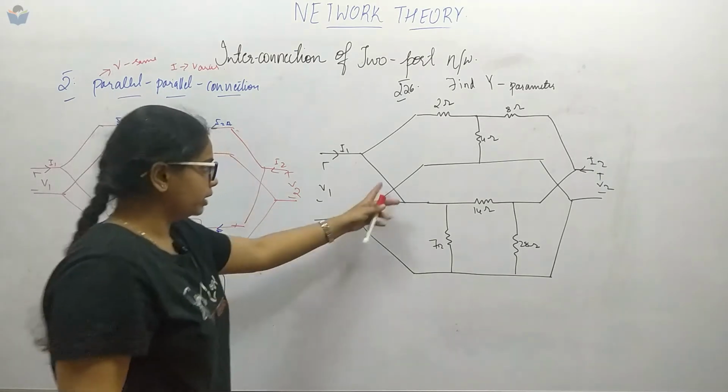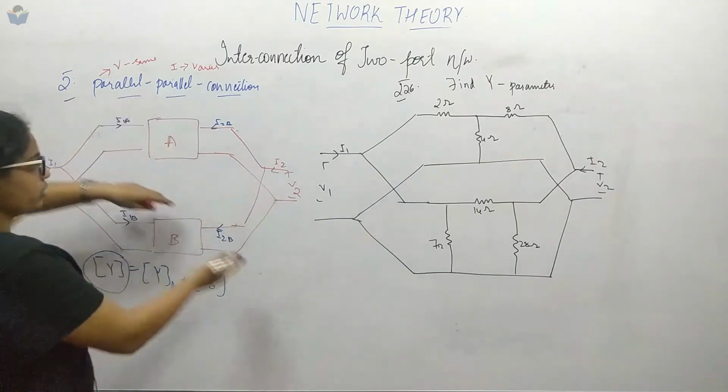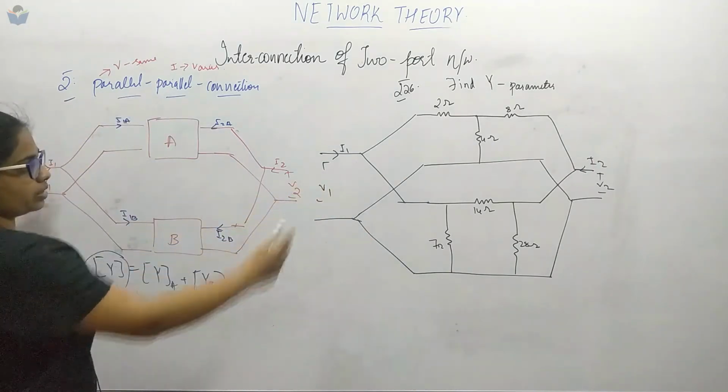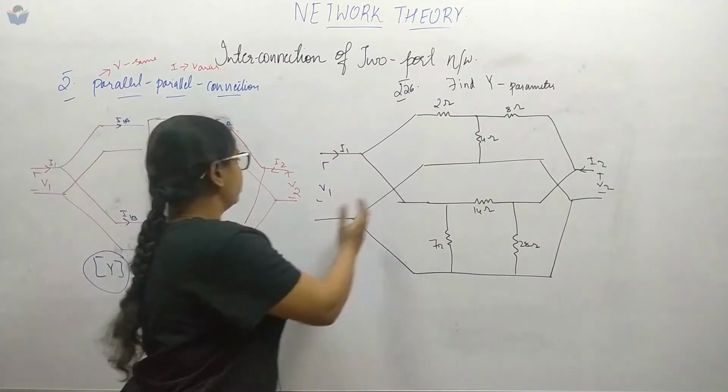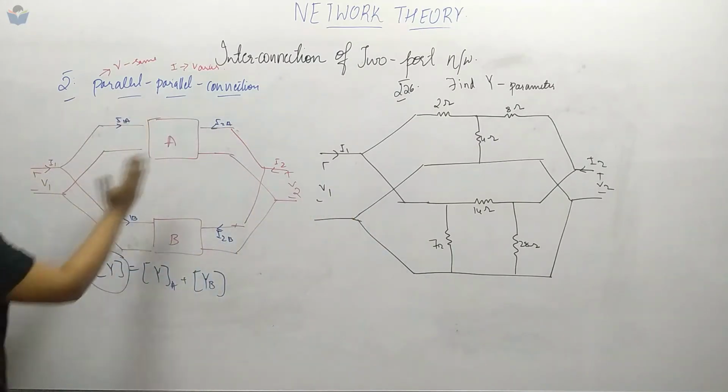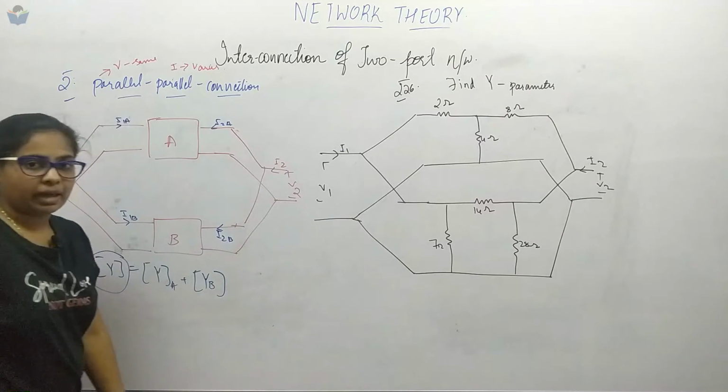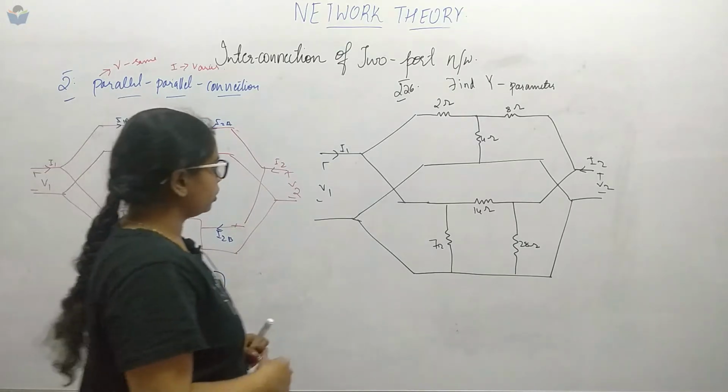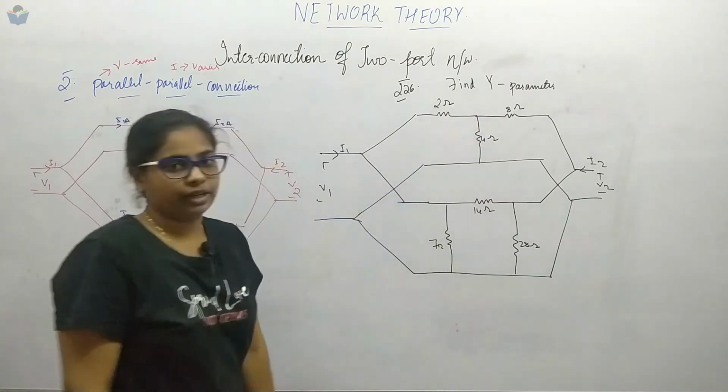So this question is related to this one. If you see over here, this type of question is nothing but the parallel connection. Over this side also it is parallelly connected and over this side also it is parallelly connected. Now we have to find the Y parameter.